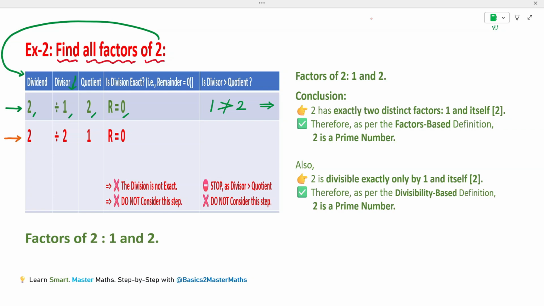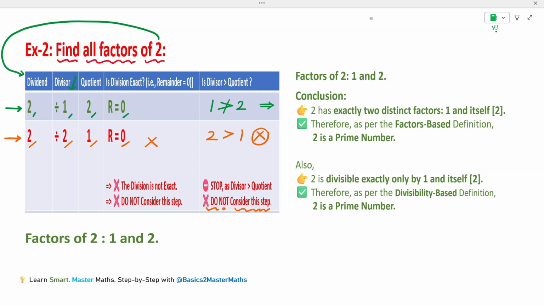Here, when we divide 2 by 2, we get 1 as the quotient and 0 as the remainder. In this case, the divisor is 2, which is greater than the quotient 1. So, please stop here and do not consider this step. Got it?